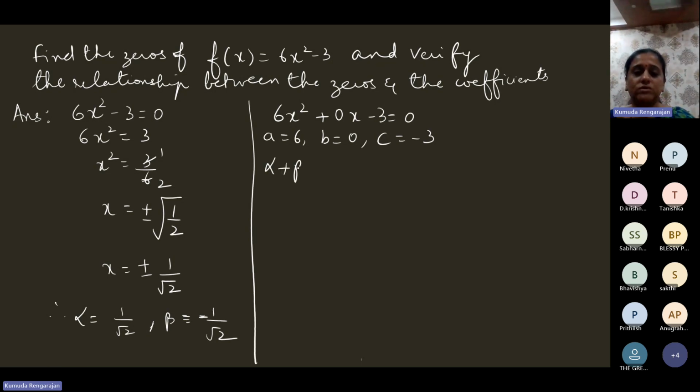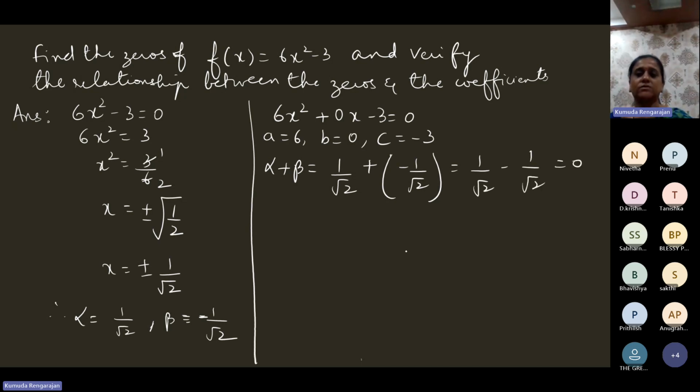Sum of the zeros. 1 by root 2 plus minus 1 by root 2, which is 0. The sum of the zeros is 0. And the sum of the zeros should be equal to minus b by a. What is minus b by a? Minus b, 0 by a, 6, which is 0. There's no question of whether it is minus 0 or plus 0, because 0 is neither positive nor negative. 0 by 6 is 0.